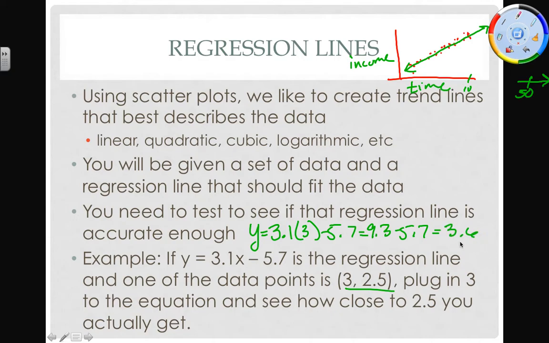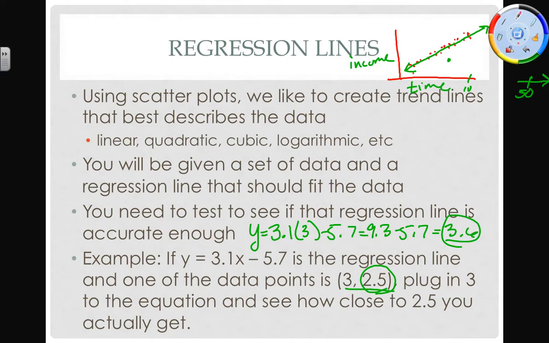Now, 3.6 is kind of far away from 2.5, but it could be one of those things we call outliers, where it doesn't really go to the line, but most all the other data does. So that's why you need to test all of the data points in your table or in your set of points, however it's given to you. All right, so those ones are pretty straightforward, I think.